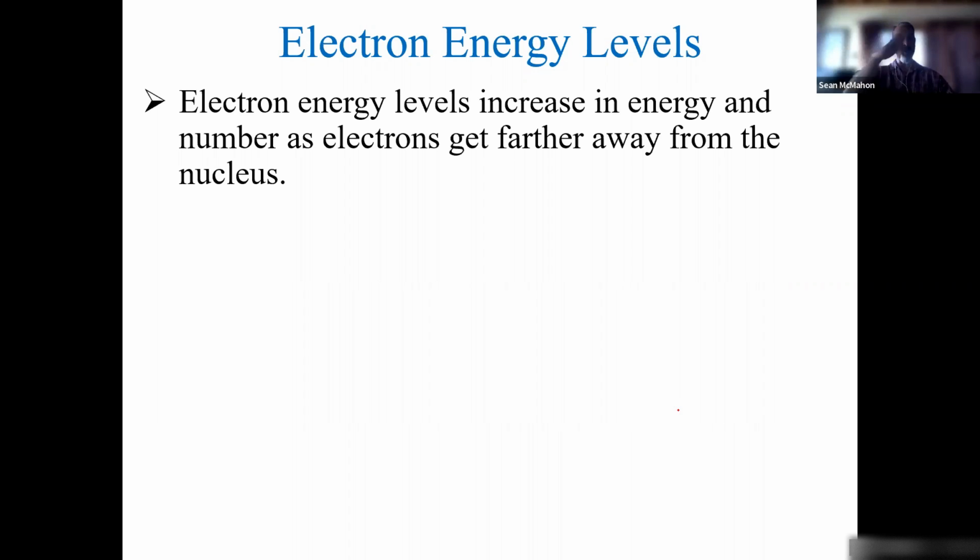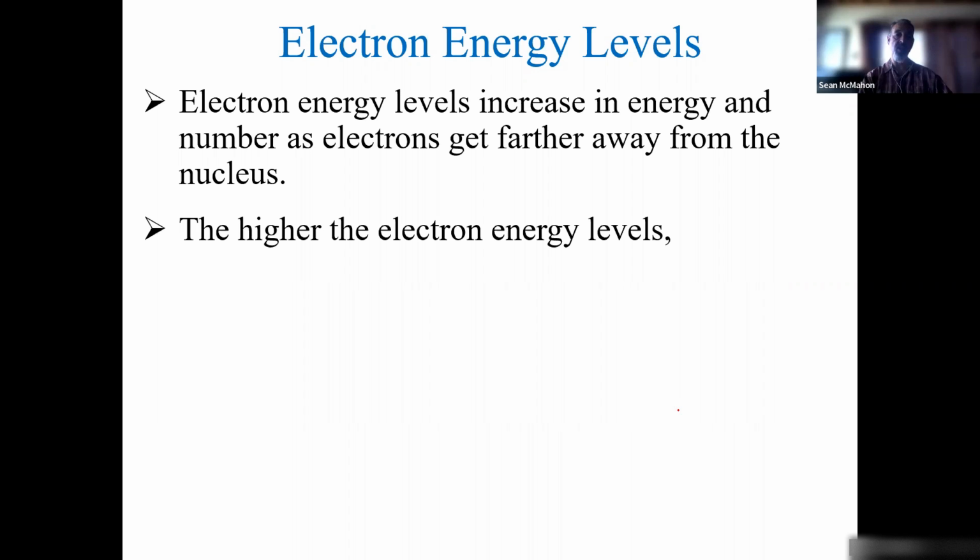And that's why when we go down the periods on a periodic table, as we get more protons, a greater atomic number, we get more electrons, and they have to go further and further away because we can only fit so many next to the nucleus in each energy level. So the higher the electron energy level, the more electrons it can hold.